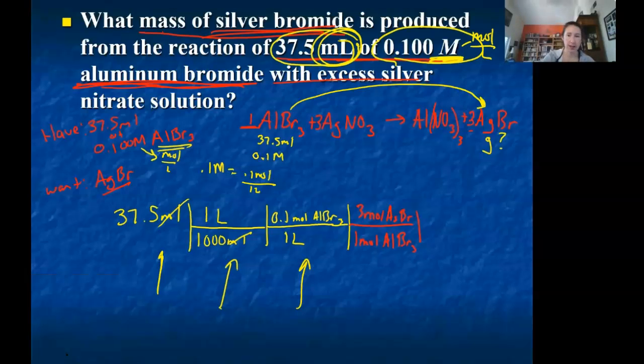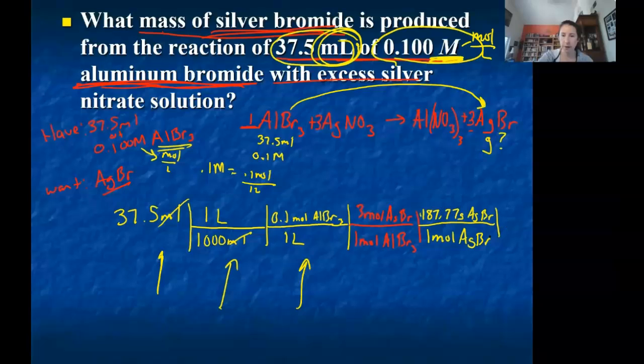This next piece, again, is not new. 1 mole of AgBr goes to, I don't know how many grams. I don't know what the molar mass of AgBr is. I'll look. Oh, I got it, 187. I'm going to run out of room. 187.77 grams of AgBr. And when we do that, we get 2.11 grams of AgBr. Okay.